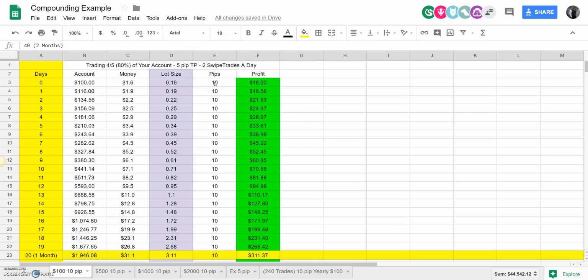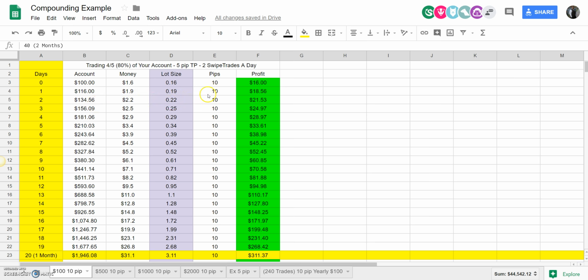So let's say a third swipe trade comes out. When you go to take that third swipe trade, you would actually move down because at that point your account balance should be $116. So you will move to the next column, which is $1.90, and this is how you put 0.19 in. This is how you put a dollar in, and you're going to do the exact same process. You're only going to do a take profit of 5 pips, and you're only looking for 2 in a day before you move on to the next column.